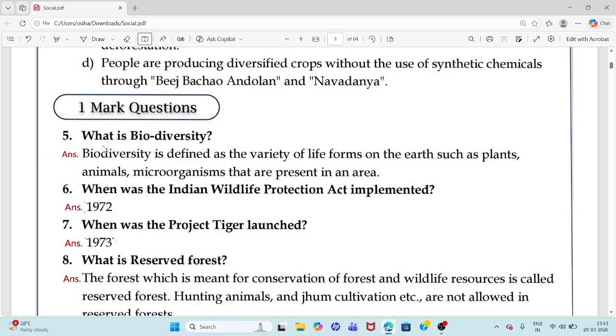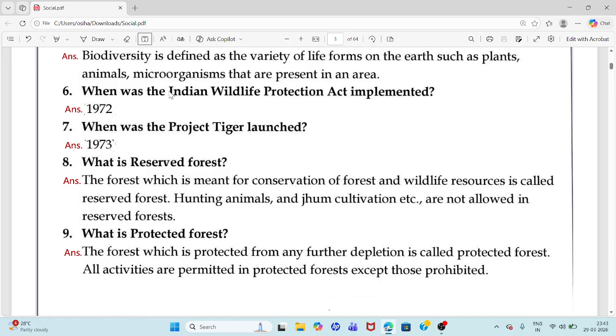1 mark questions. What is biodiversity? Biodiversity is defined as the variety of life forms on the earth, such as plants, animals, microorganisms that are present in an area. Sixth question. When was the Indian Wildlife Protection Act implemented? 1972. When was Project Tiger launched? 1973. Eighth question. What is reserved forest?